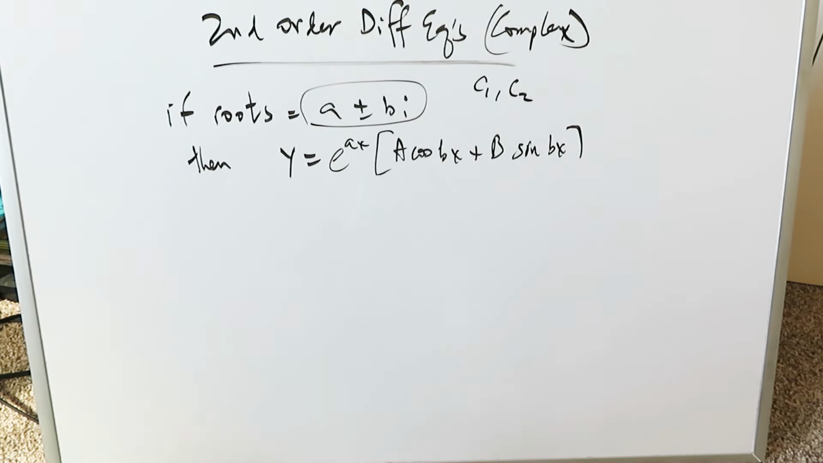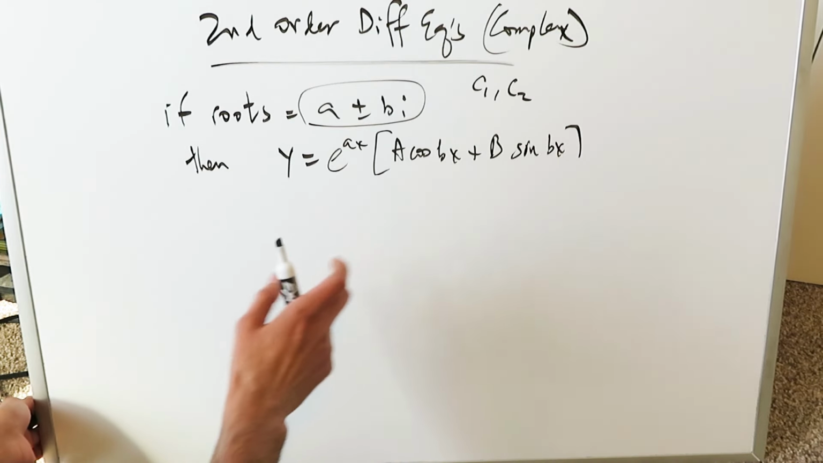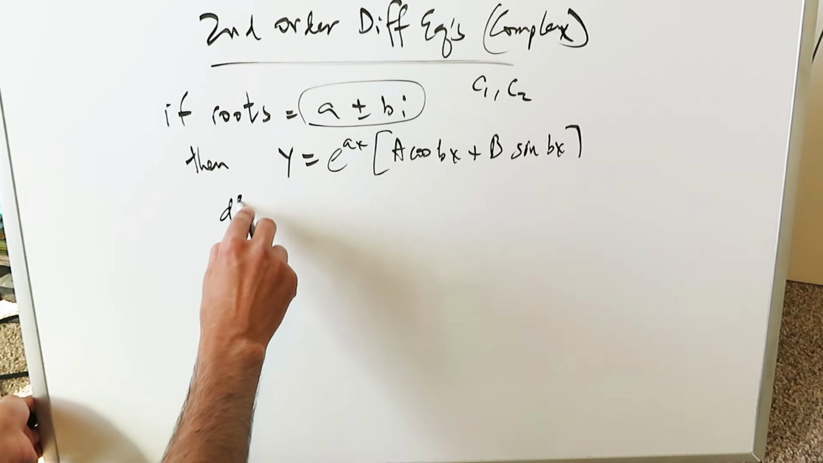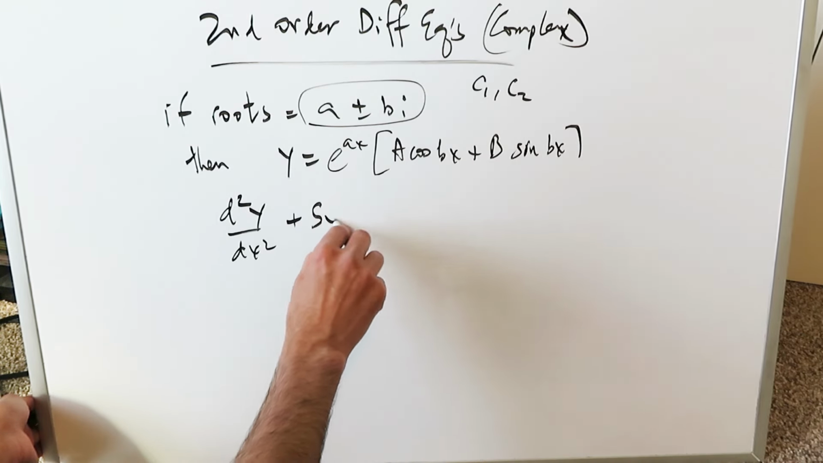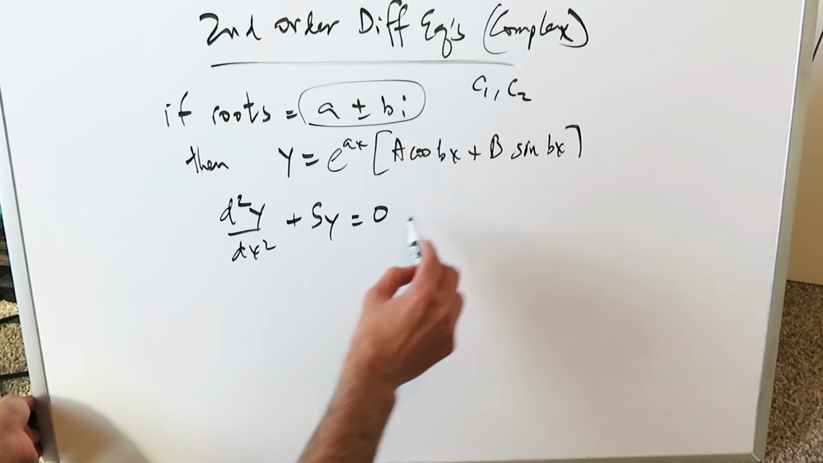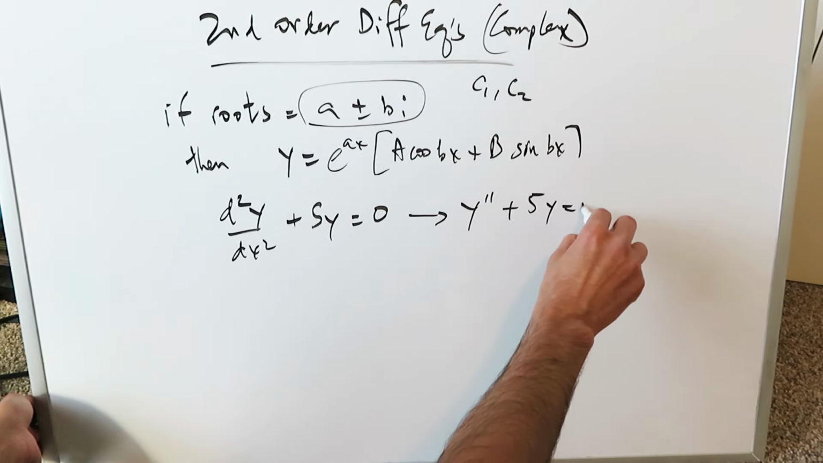But let's look at two questions here. You've seen some of this in the previous video, so let's review it by means of two examples. Our first question is: d squared y over dx squared plus 5y is equal to 0. If you were to rewrite this, you can do y double prime plus 5y is equal to 0.